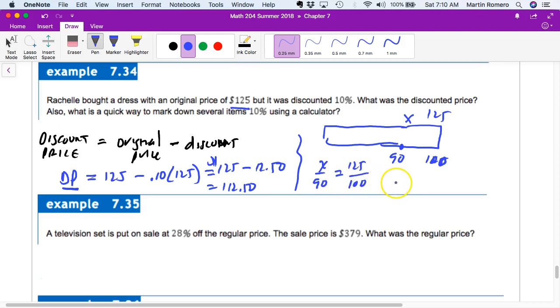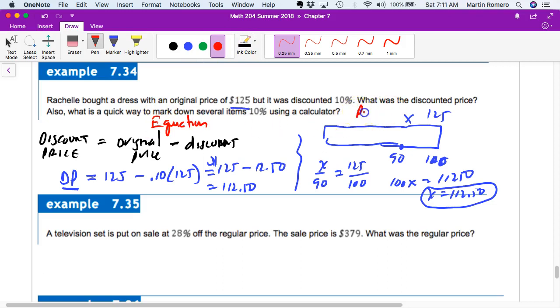And in this case, you cross multiply, you get 100x equals 125 times 90, which gives you 11250. And then when you divide it, you get 112.50. And then there it is right there. So you see the two different ways. This is using the equation idea, and this is kind of using proportions. So you have your two approaches to do that.